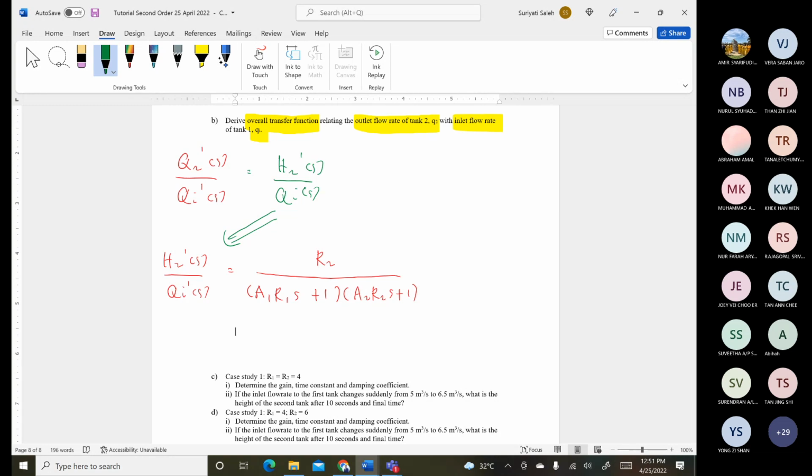Now we want to eliminate the H2. So here, the output should be the Q2. So we have the H2 here. So in this case, you require an additional transfer function, which is Q2 prime S over H2 prime S. So when we have the Q2 over H2 prime S, then of course this one can eliminate the H2. Then you get the Q2 over Qi. So the question, what is the Q2 over H2 prime S?